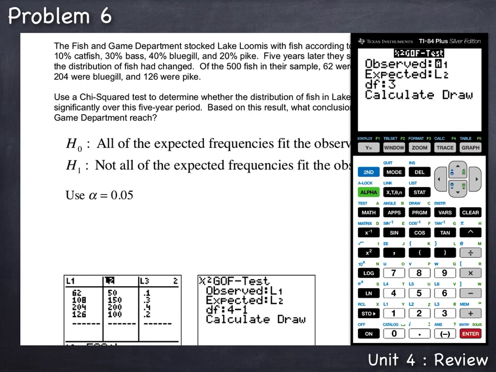Here we've entered our observed values in list 1. Second one, Enter. We've entered our expected values into list 2. Second 2, Enter. DF, the degrees of freedom in a chi-square goodness of fit test, is the number of categories. In this case, there were 4 categories of fish, minus 1. Enter gives us 3 degrees of freedom. And then with the cursor blinking on Calculate, we press Enter, and we get our results.